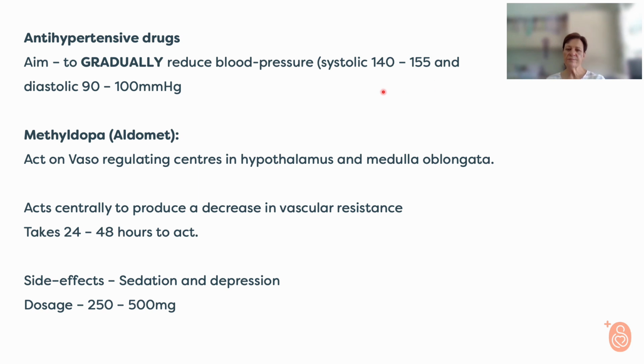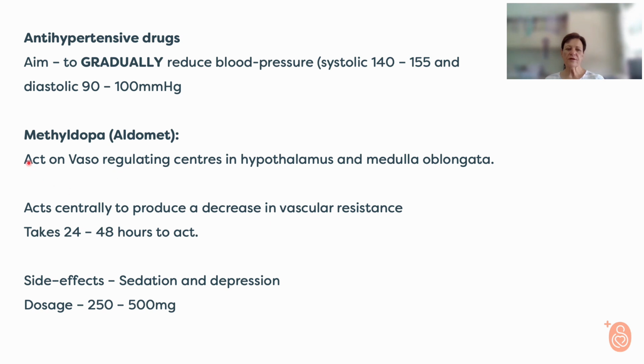So we usually say that we want to keep our systolic pressure in the area of 140 to 155 millimeters mercury, and we don't want our diastolic pressure to go much lower than 90 millimeters mercury. So we also want to keep that between 90 and 100 millimeters mercury. And that's again why I've in the very first lesson taught you how to take the blood pressure. That's why it's so important to take accurate blood pressures during preeclampsia.